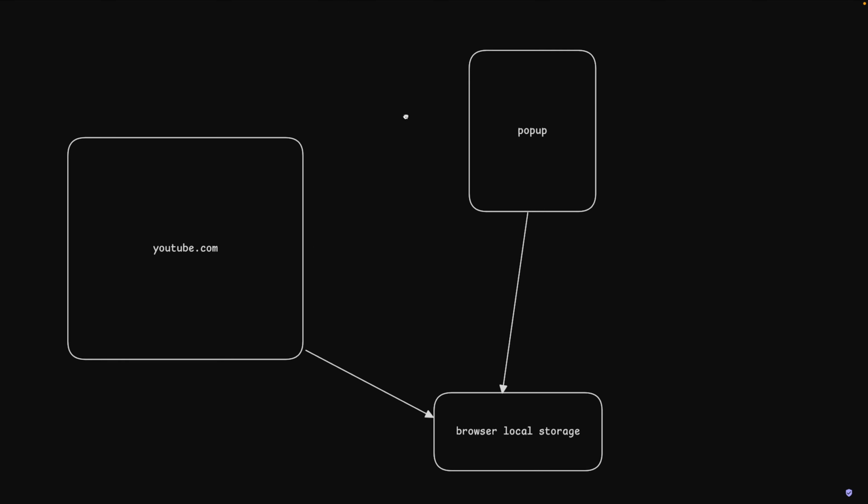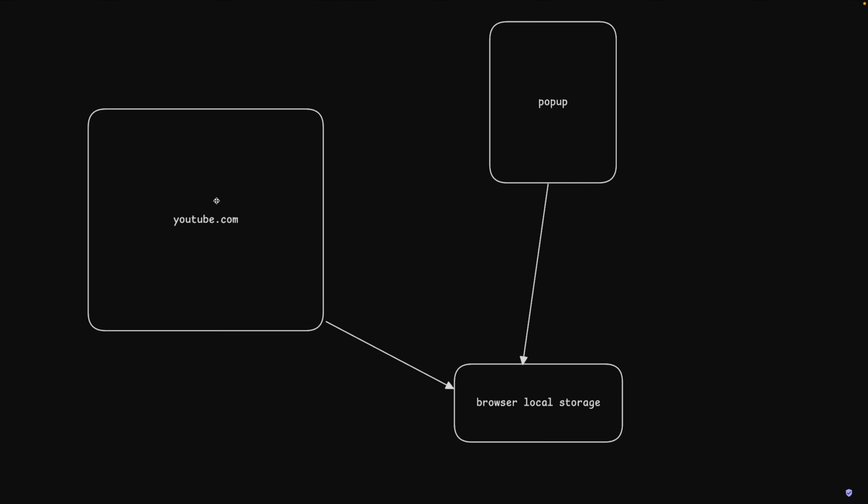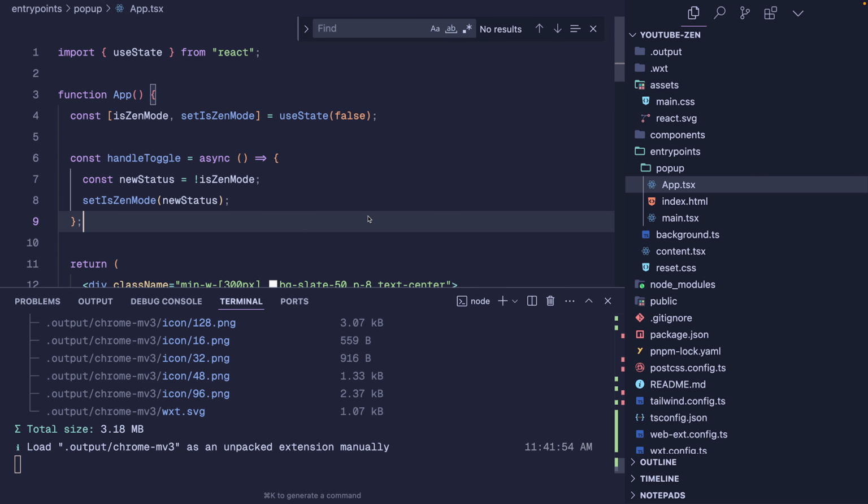So pretty much this is what I'm talking about. Imagine this is your youtube.com web page, and then you have this pop-up. In the browser storage, we can store some of the information, and then both of these pop-up and the content script can access data from this storage. In order to use the browser storage, the first step is to add the necessary permission.